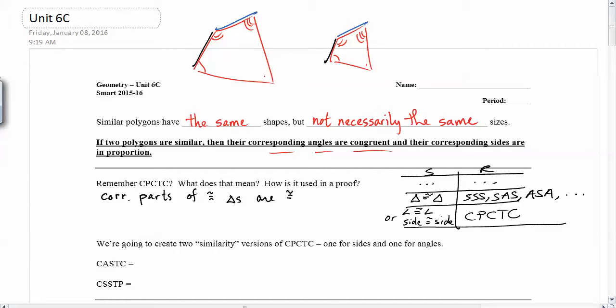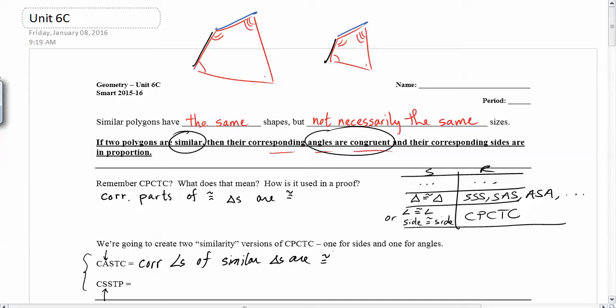Okay, now there's going to be something like that for similar triangles. But we can't do it all in one abbreviation. So what I did was I split it into two. The A is for angles and the S is for sides. And remember, the angles in similar triangles, since they're similar, the angles are congruent, right? So this is going to be corresponding angles of similar triangles are congruent, because the corresponding angles are exactly the same.